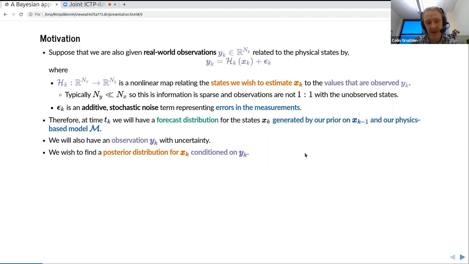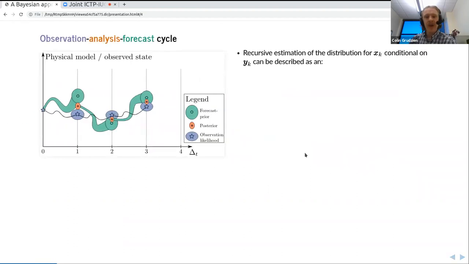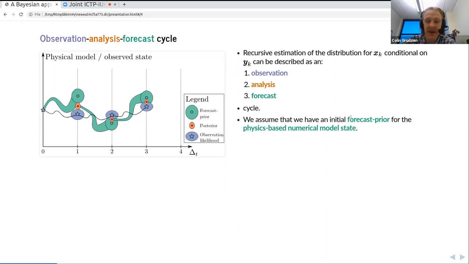And so the recursive estimation of the distribution for xk conditional on yk can often be described as an observation, analysis, forecast cycle, in which again, we assume that we have this forecast prior from the physics-based model generated by the numerical simulation, where in this conceptual diagram, we're imagining that time is proceeding left to right, and this disk is representing perhaps an ensemble forecast and the spread of the ensemble or the uncertainty of that forecast.